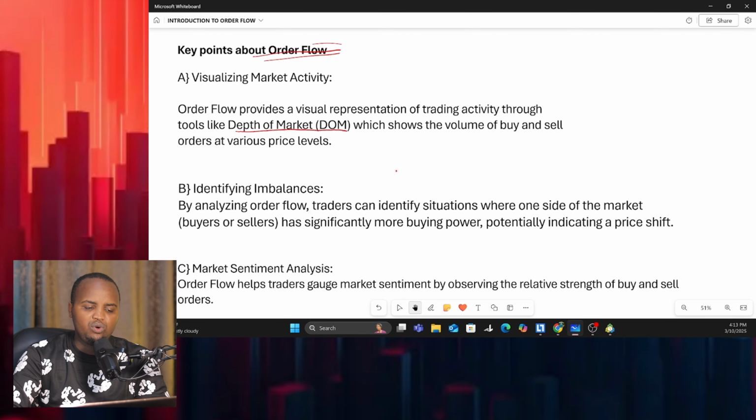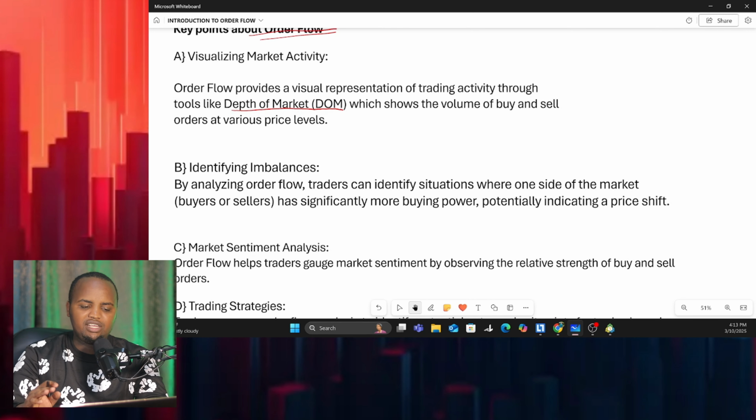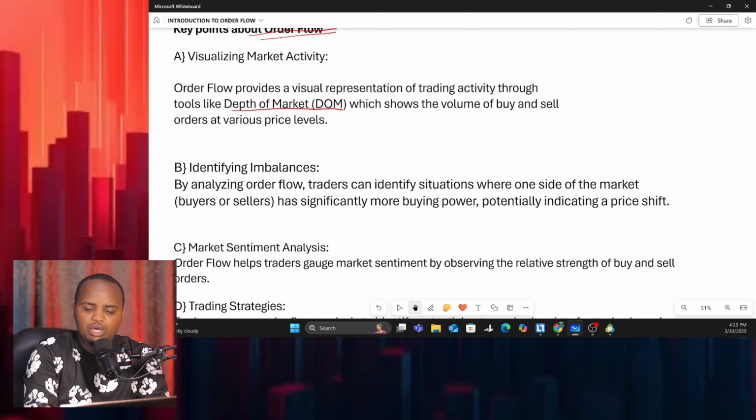Now it will help you identify imbalances. By analyzing order flow, traders can identify situations where one side of the market, buyer or seller, has significantly more buying power, potentially indicating a price shift. Of course, remember where we started, I said that the prices are more important, because they will show you where more of the activity is happening, and these areas act as a magnet and they push the price towards that area.